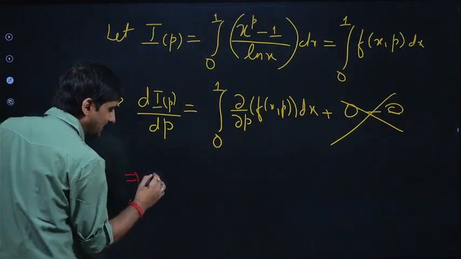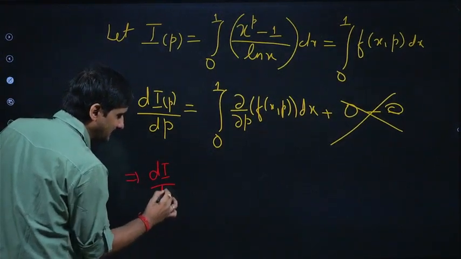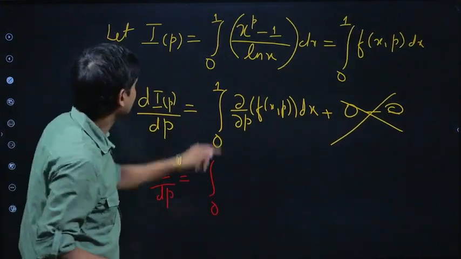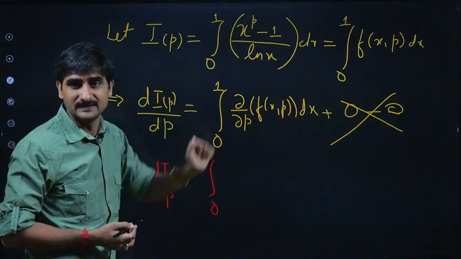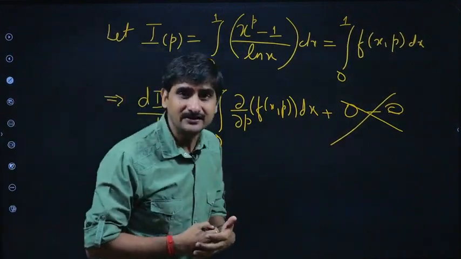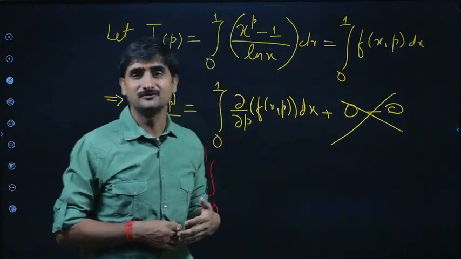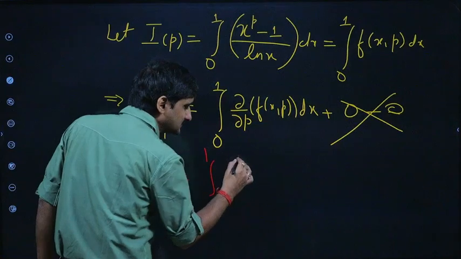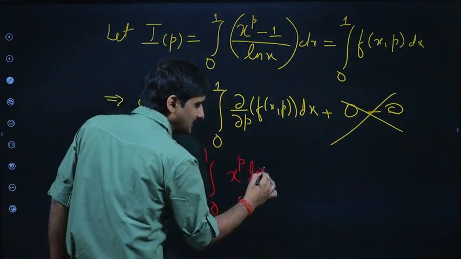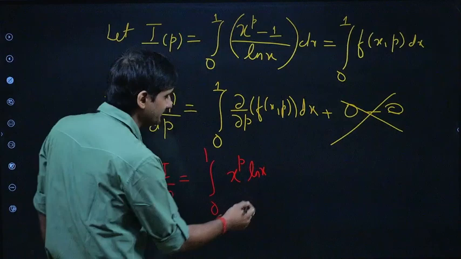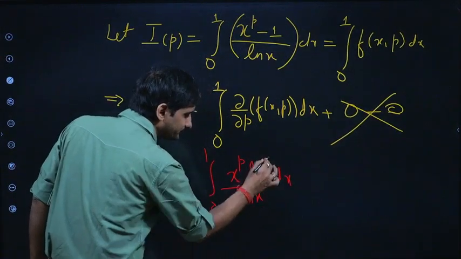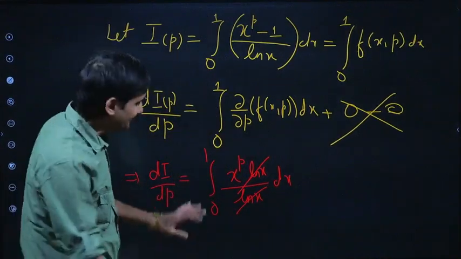So this implies the derivative of I with respect to p gives us the integral from 0 to 1. Differentiate this with respect to p. Isn't that an exponential function in terms of p, treating x as a constant? So you get x raised to the power p into ln x minus 1, the derivative is 0, upon ln x, since ln x is a constant with respect to x. That's gone. So what do we get?